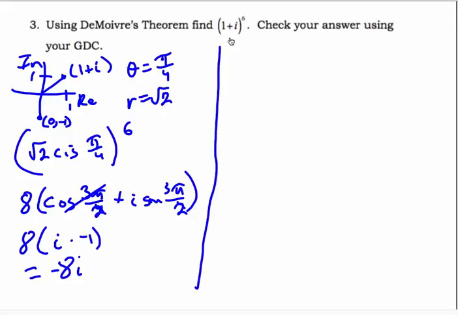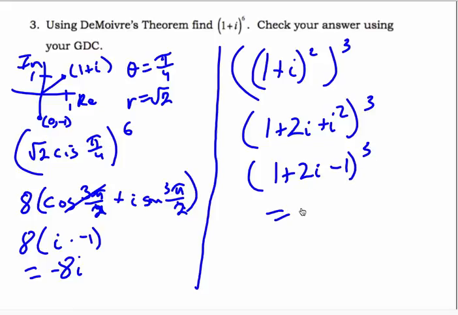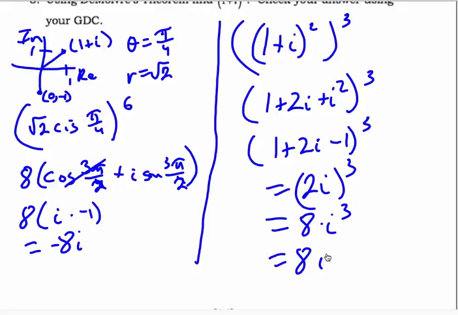Another way to do it in Cartesian form is we can write this as (1 plus i) squared to the power of 3. And (1 plus i) squared, you're going to get 1 plus 2i plus i squared, and you're going to get (1 plus 2i minus 1) cubed, which equals (2i) cubed, which equals 8 times i cubed, which equals 8 i squared times i, and i squared is -1, so we're going to get -8i, same thing.